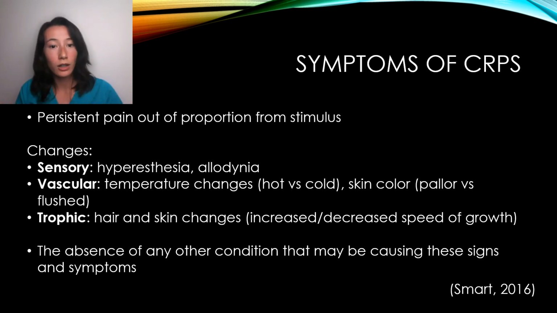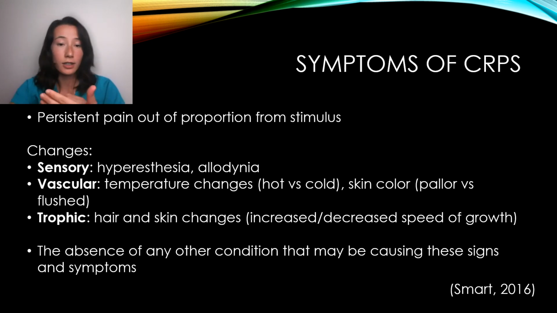For example, color of the skin. One might be a little more flush compared to the other. One might appear a little more blanched compared to the other. Temperature changes. Your patient might complain of, oh man, my affected side, it's very, very cold all the time. Trophic changes. Hair and skin changes. For example, maybe the arm, there is increased growth of hair, or maybe there's decreased growth of hair. As long as there is some difference, it can suggest this.